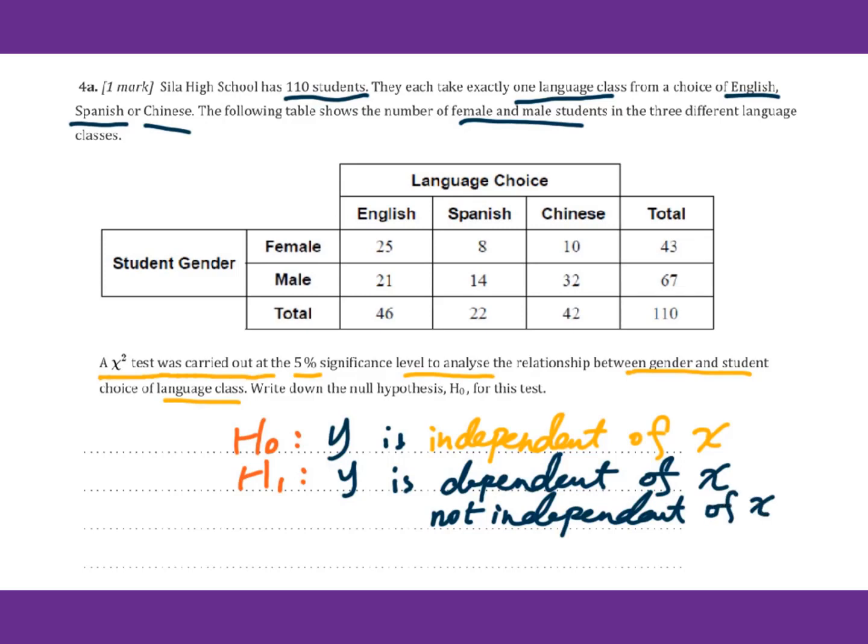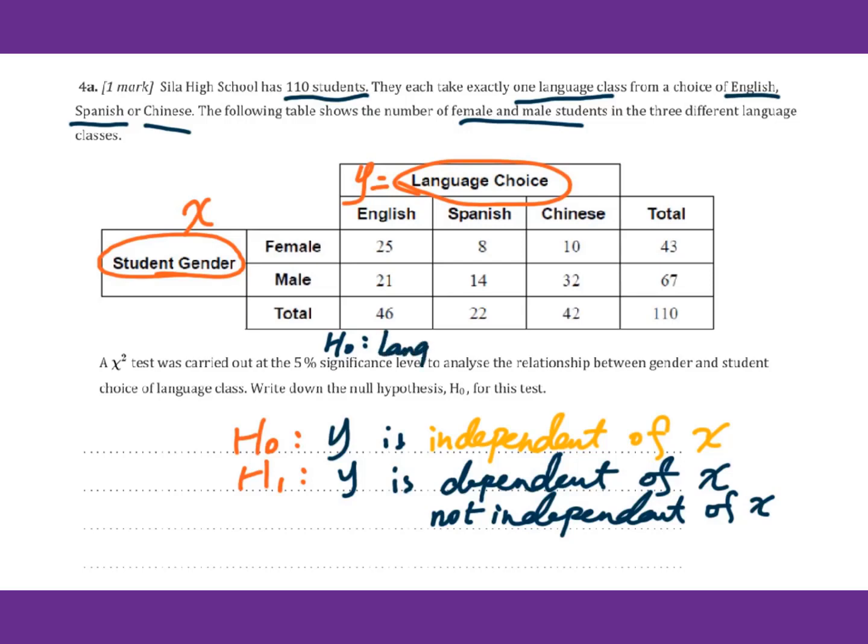For this problem, language choice is Y. The student's gender is X. Therefore, we will say for the null hypothesis, language choice is independent of student gender.